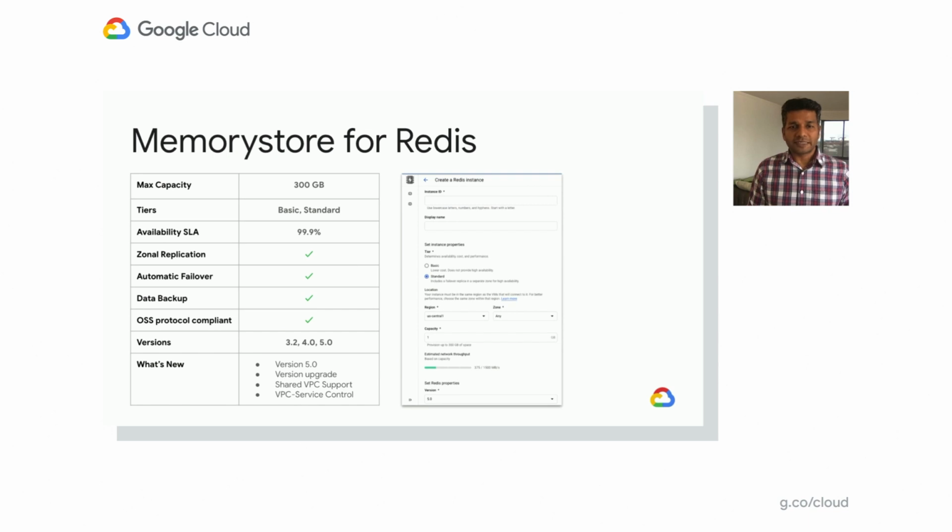One thing to note here is that this feature today is only available as part of gcloud. We are working on the UI, but if you look into the documentation, you will see the steps that you'll have to go through to enable shared VPC for Memorystore. And lastly, we also enable support for VPC service controls. So if you're using VPC service controls, Memorystore works very seamlessly with it.